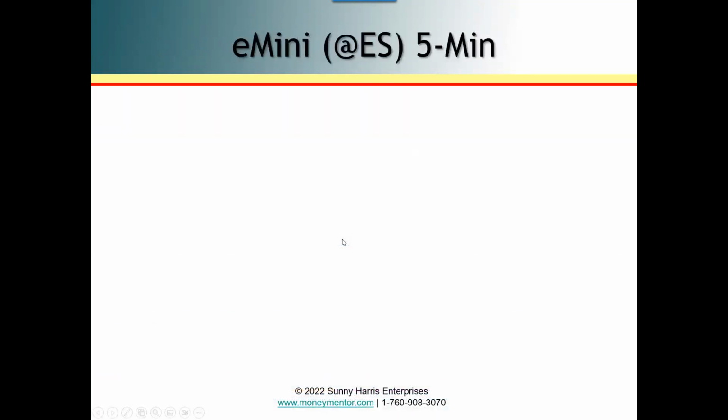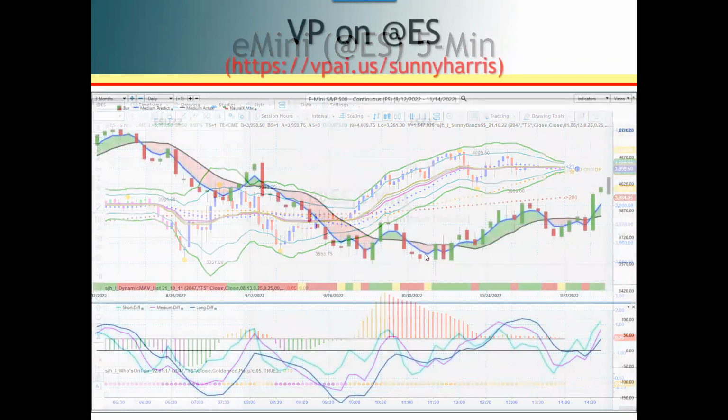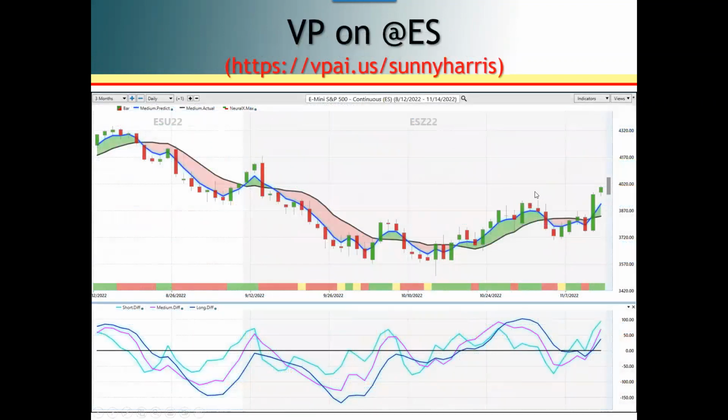So here it is on a 5-minute chart, and that's what I trade, this 5-minute chart. All my charts look identical, just for the bars and the data that it's processing, but they're all SunnyBands, dynamic moving average, histogram, and who's on top. Here's today's prediction from Vantage Point. And you can see it's, what is it? Is it coming true? Dow's up 122. That's not much.